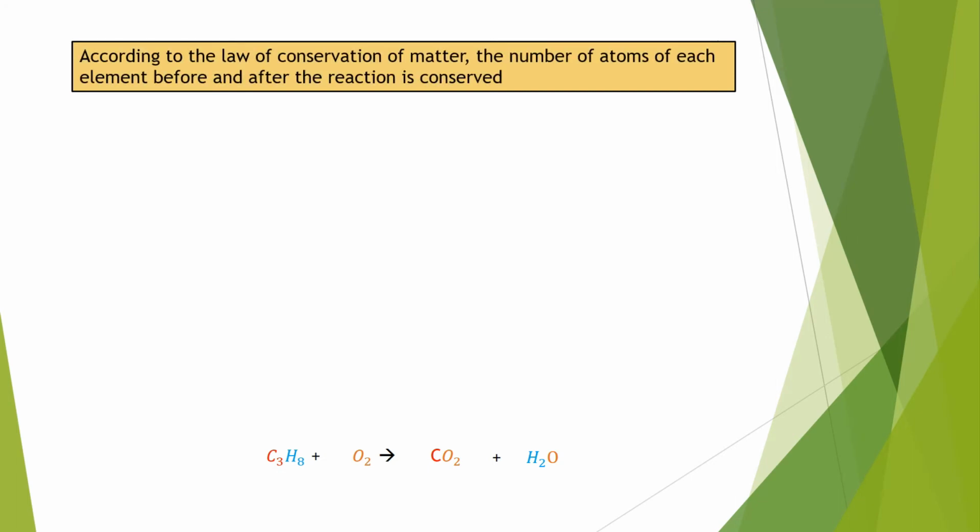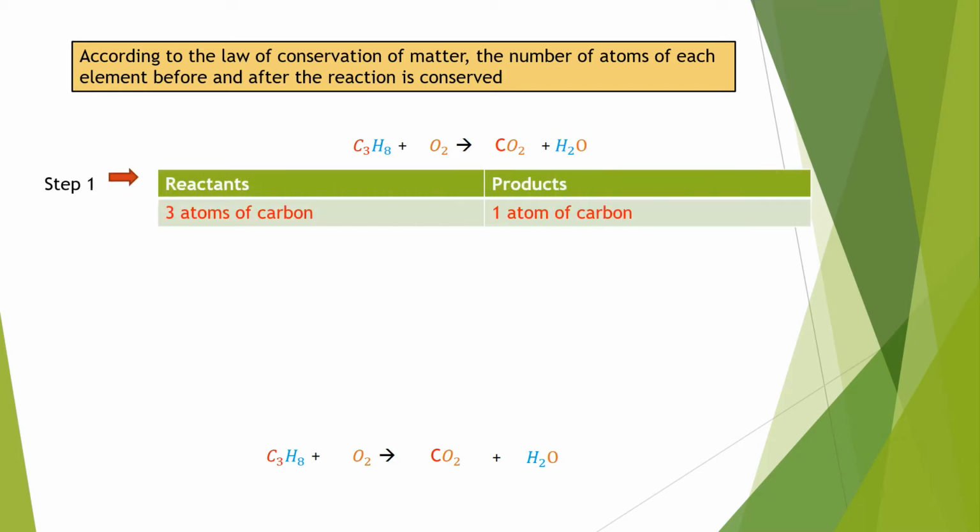First, we will remember the law of conservation of matter, which states that the number of atoms of each element before and after the reaction is conserved. We will return to our example, which is combustion of propane. Okay, step number 1. I have 3 atoms of carbon in the reactant and I have 1 atom of carbon in the product. In order to balance it, I must place 3 before CO2. So here I will have 3. Then the number of carbon atoms in the reactant is 3 and in the product is 3.